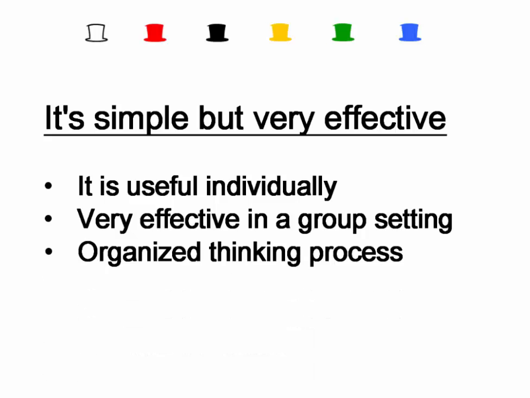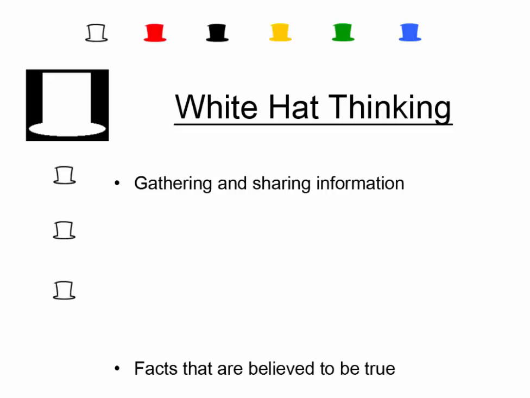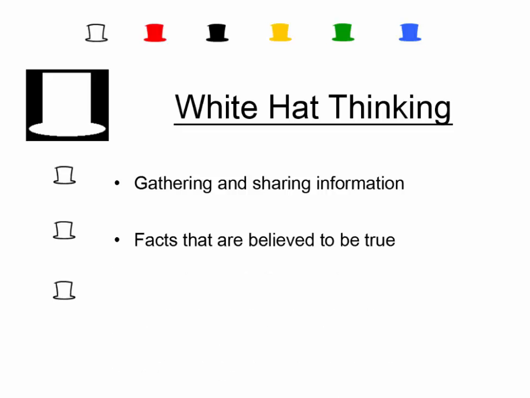It's an organized thinking process. First is the white hat. White hat is data gathering and research. So gather and share the information. White hat thinking collects facts that were believed to be true and what others have done in the past. So any general information about the topic.